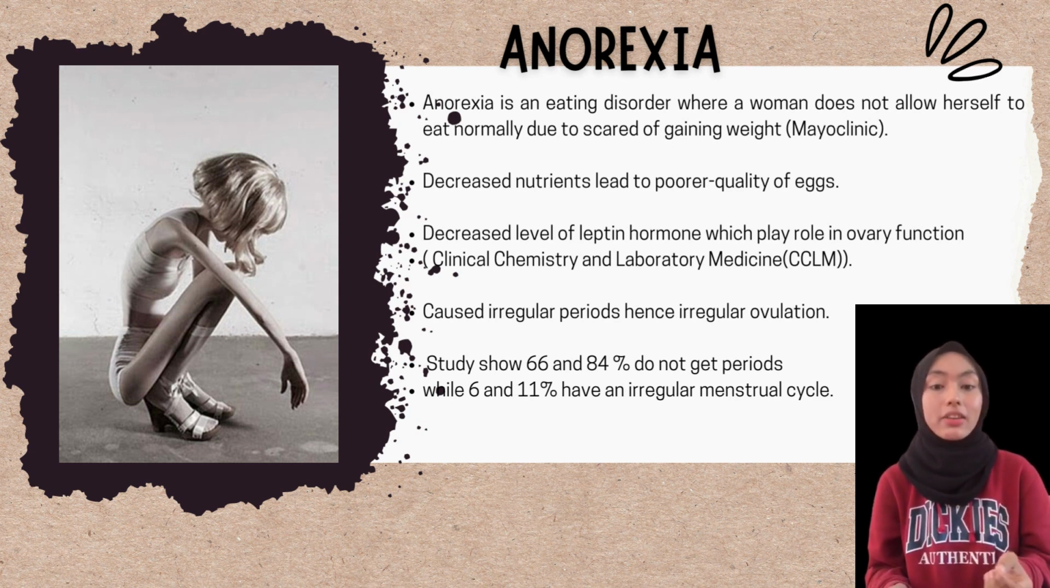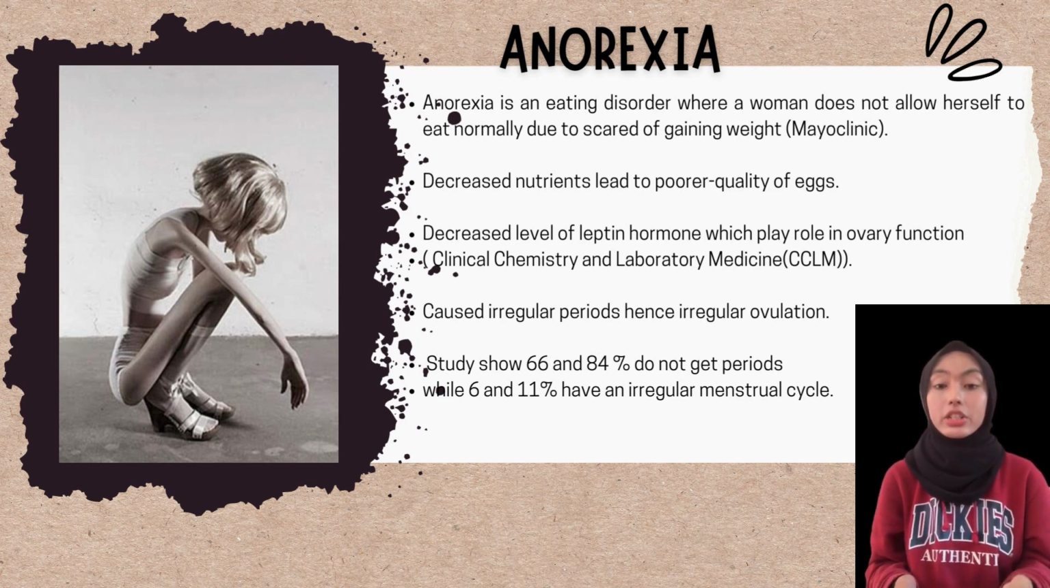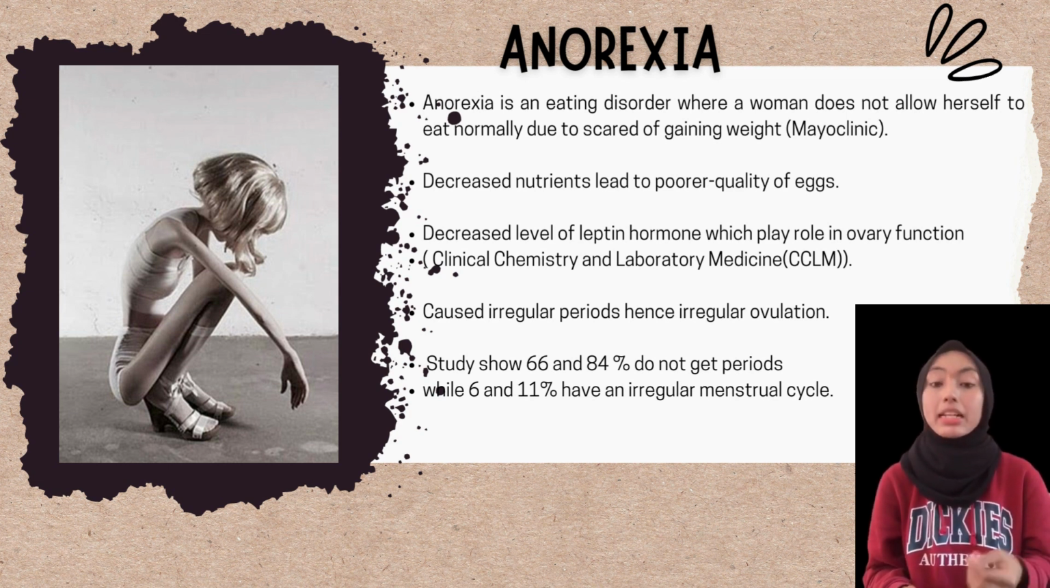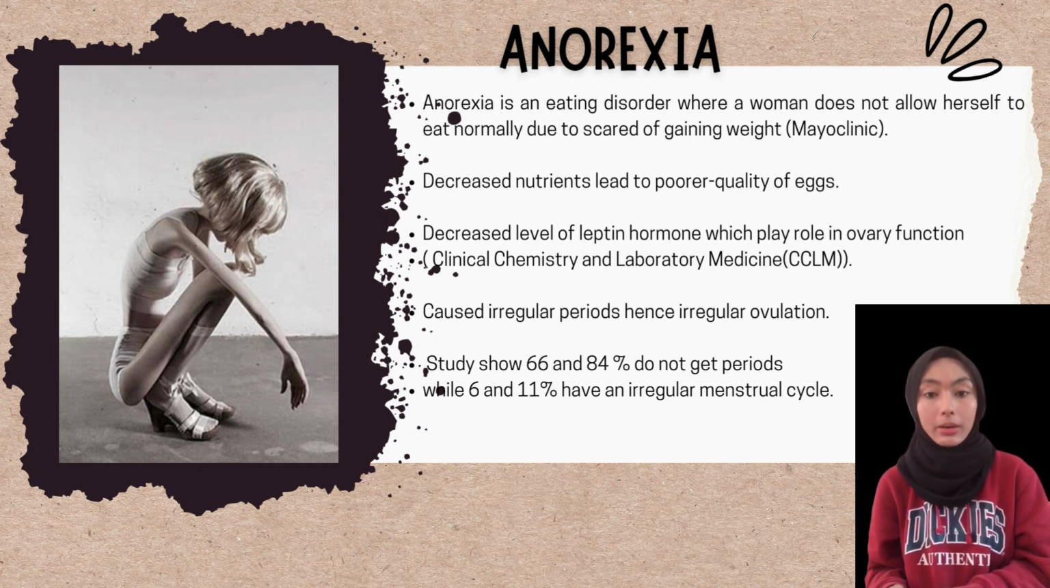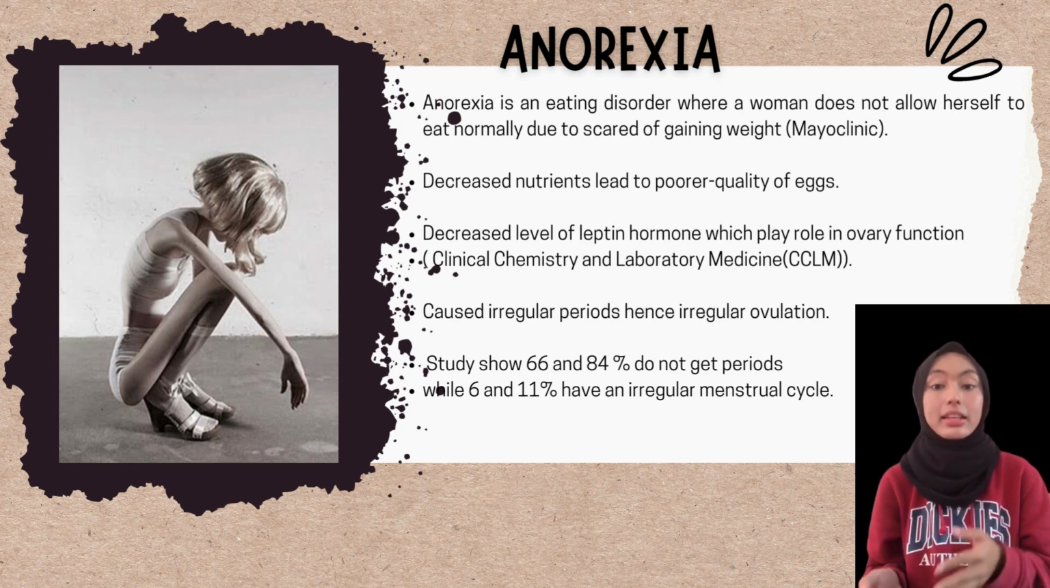Our body needs a variety of nutrients such as vitamins, proteins, minerals, and proper hydration to grow and synthesize hormones for reproduction. If our body does not get essential nutrients, then our egg cells may be of poor quality, as researchers have discovered connections between the quality of a person's diet and their fertility outcome. Next, anorexia can lead to decreasing levels of the leptin hormone, which plays a role in ovary function.